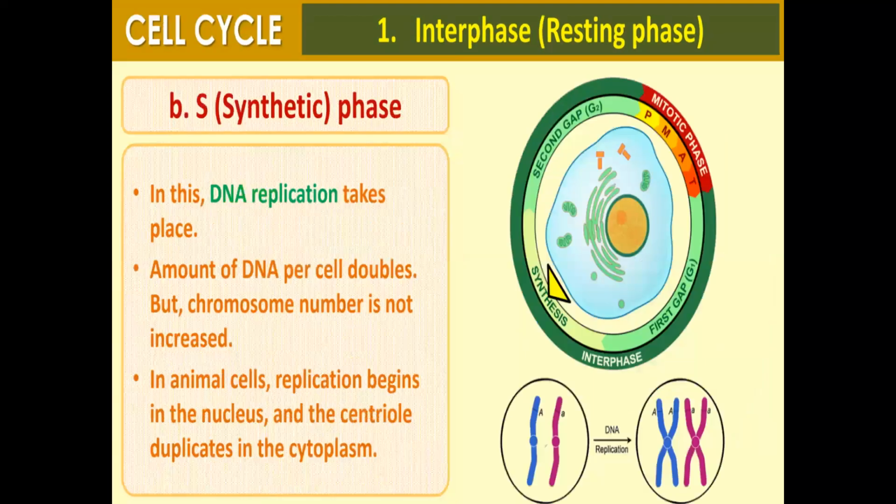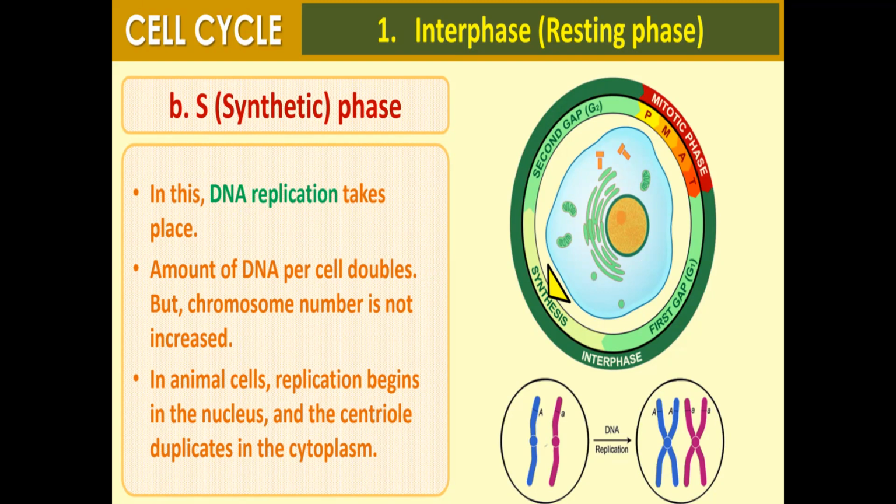Next is synthesis phase. In this, you have to know that DNA is duplicated. The DNA replication takes place. Amount of DNA per cell will double. It will become twice. But chromosome number is not increased. Chromosome number will be same. Only the DNA gets doubled. The two DNA will join to each other.